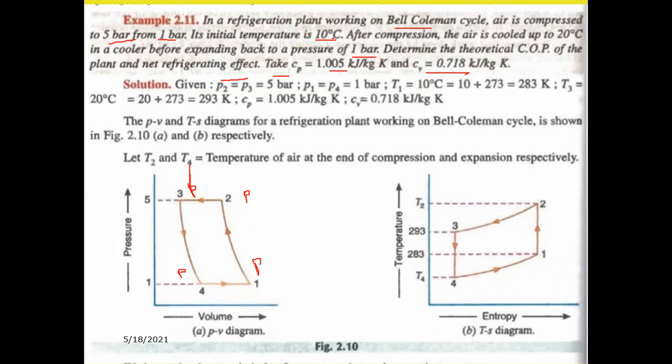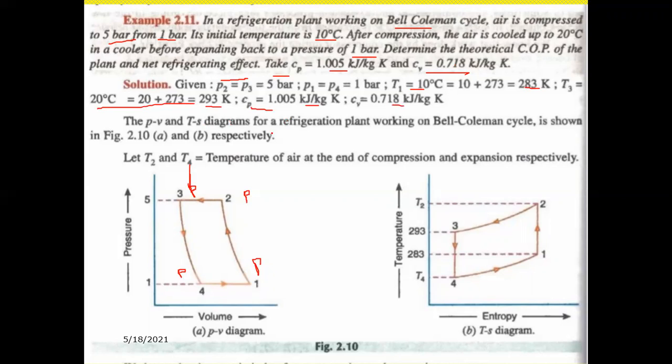So the initial temperature is 10 degrees centigrade. T1 is equal to 10 degrees centigrade. Convert to Kelvin, 283 Kelvin. Next, T3 is equal to 20 degrees centigrade, that is 20 plus 273, that is 293 Kelvin. Right? Now taking Cp as 1.005 kilojoules per kg and Cv equal to 0.718.